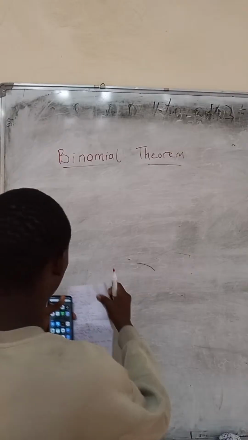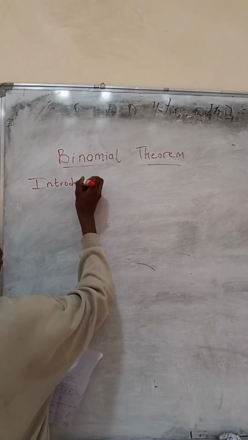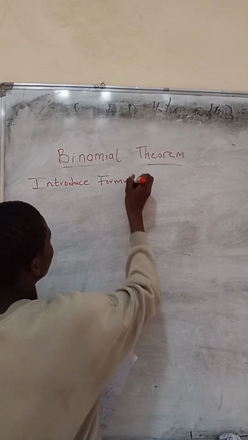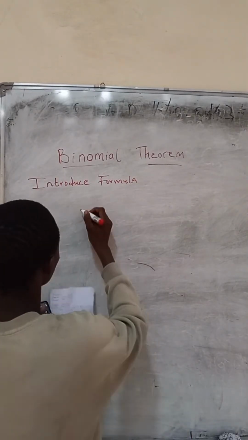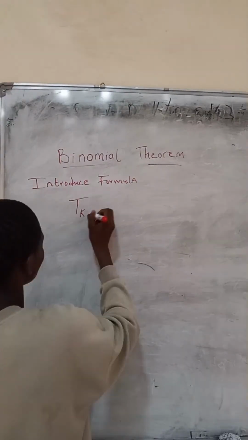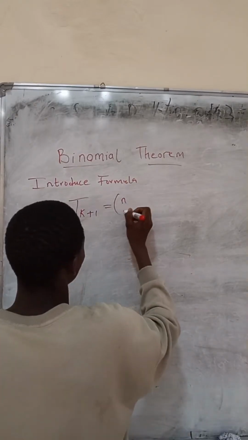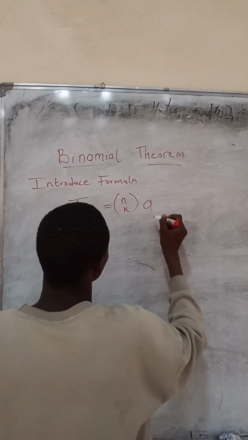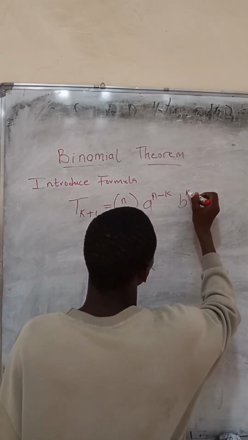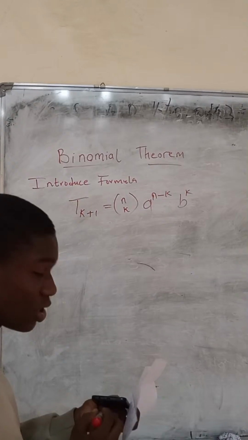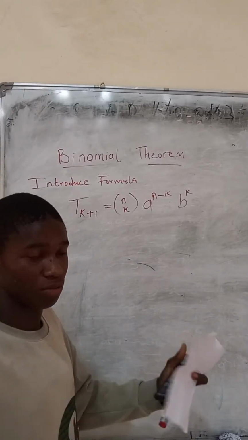So, from this point we are going to introduce our formula. And the formula says the (k plus 1)th term is going to be giving us n choose k, a to the power n minus k, b to the power k. So this is the general formula for you to expand expressions that are more broad, you understand?